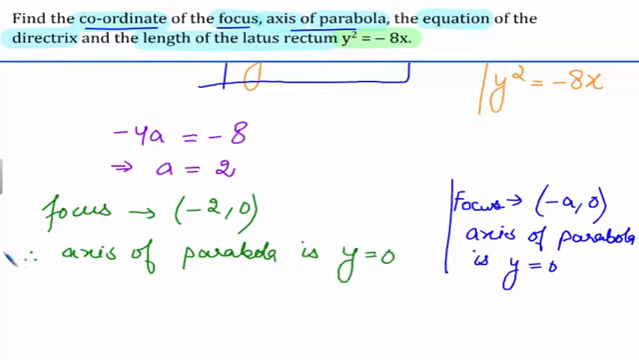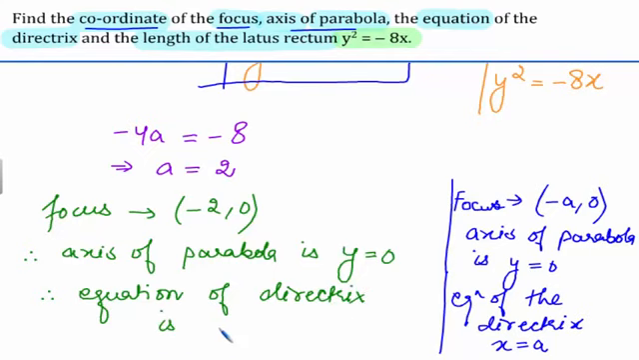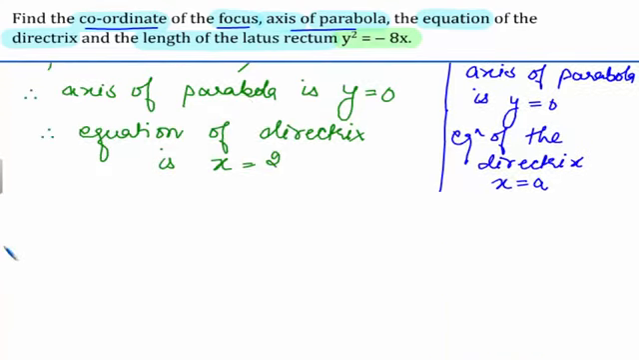Next we have to find the equation of the directrix, and equation of the directrix is given by x is equal to a. Therefore, here equation of directrix is x is equal to a and a is 2. So x is equal to 2 is the equation of the directrix.